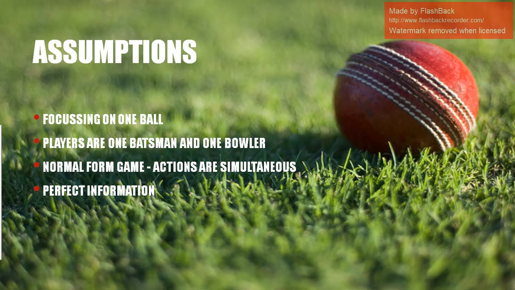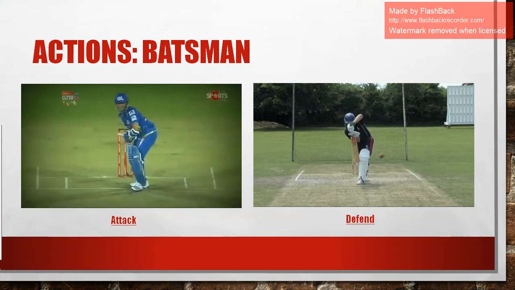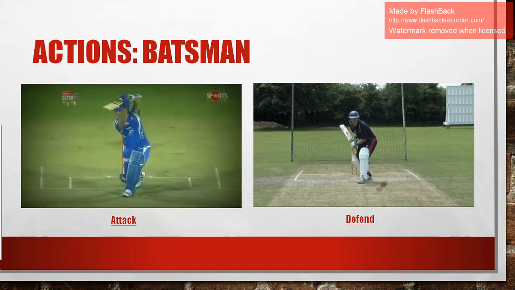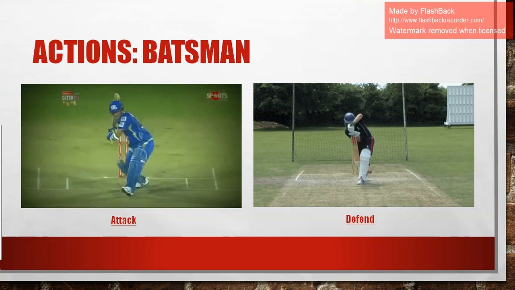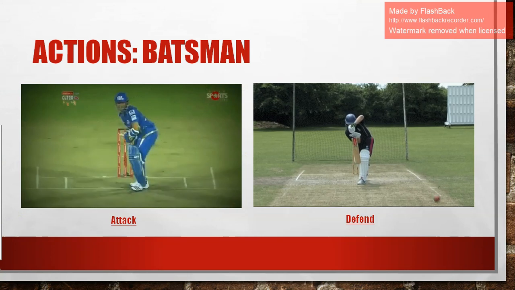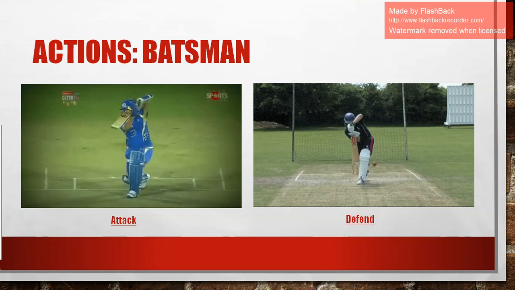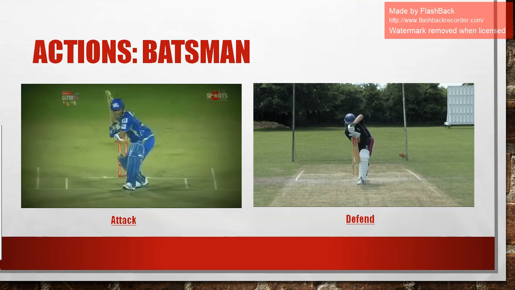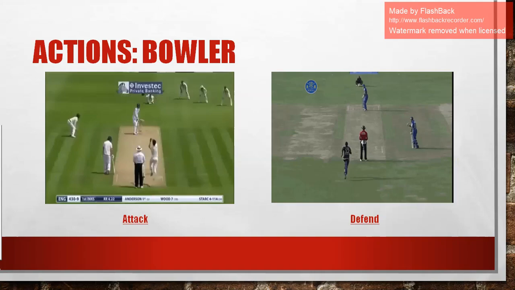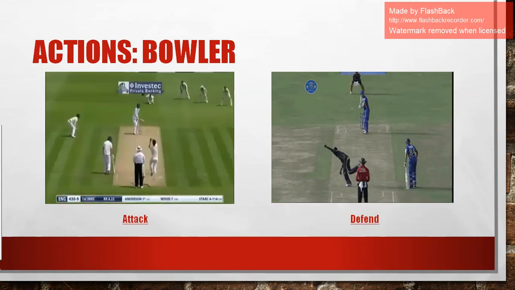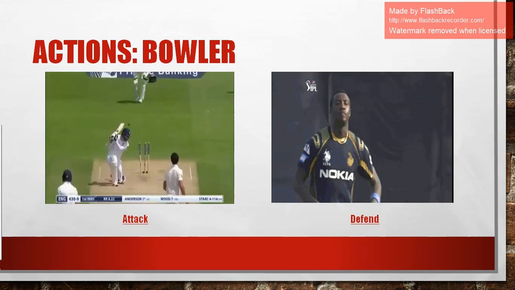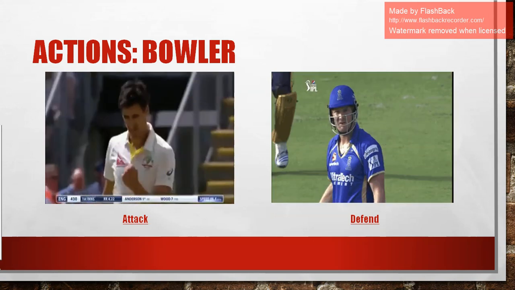We will assume there is perfect information, where both players know all actions available to both players and their respective payoffs. For the two players, we will assume that both can play one of two strategic actions, attack or defend. For the batsman, this means either playing an attacking shot, as you can see on the left, aiming to score runs, or a defensive shot, as on the right, aiming to not get out. For the bowler, attack means attacking the batsman to get them out, as on the left, whereas defend means stopping them from scoring runs, as on the right.